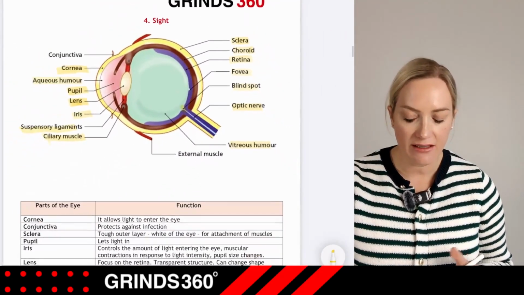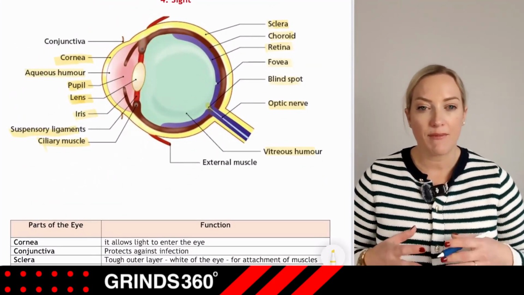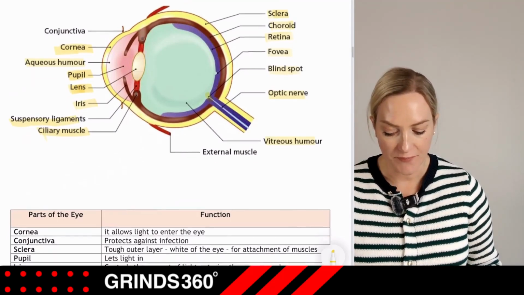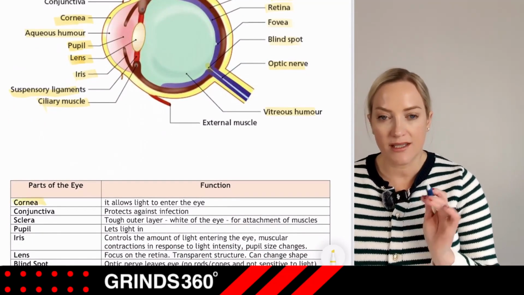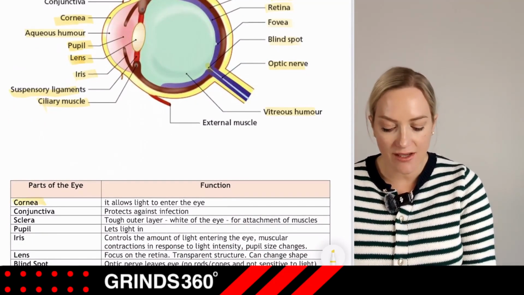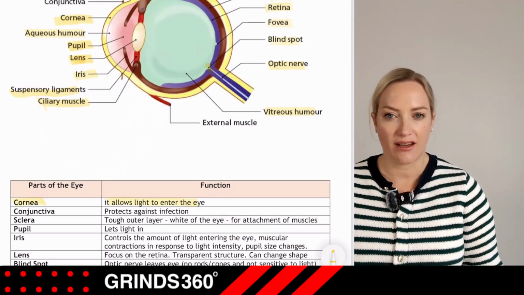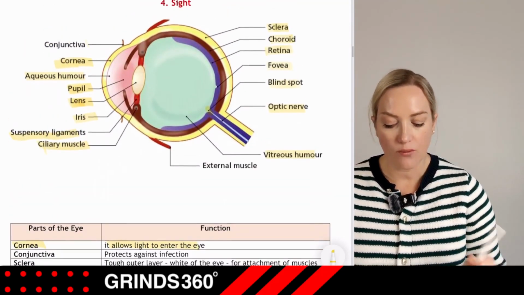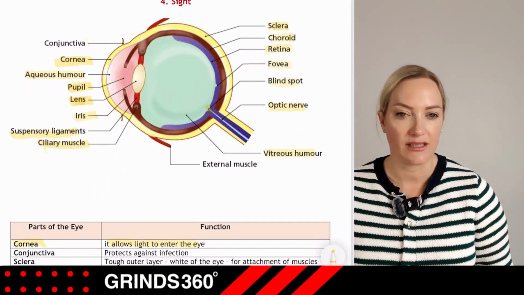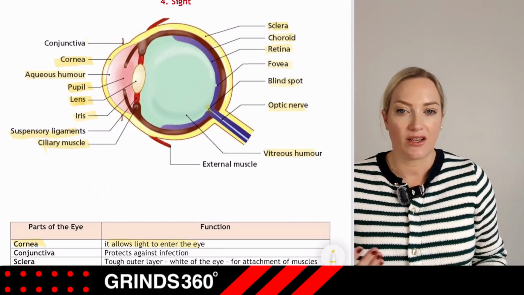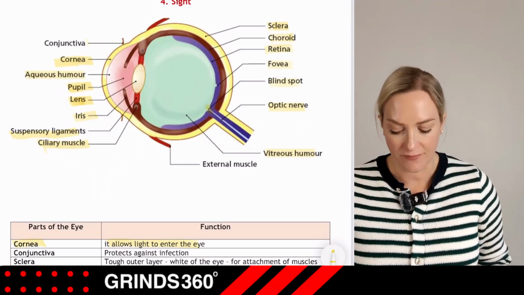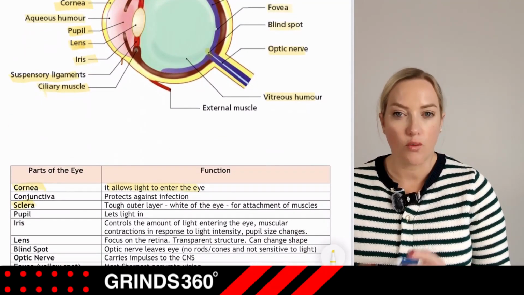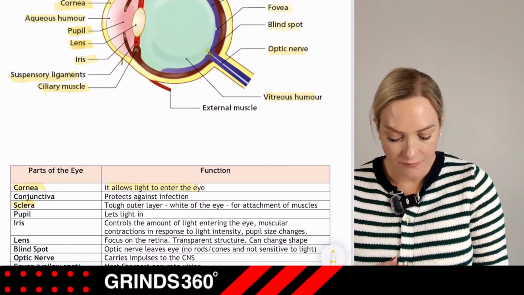Now, they may ask us to label certain parts and then give the function of those parts. Your cornea, what is its function? The function is it allows light to enter the eye. The conjunctiva, which is here, protects against infection. And sometimes you may have had conjunctivitis, so you have an eye infection. Your sclera is the tough outer layer. So that's the white part of your eye.